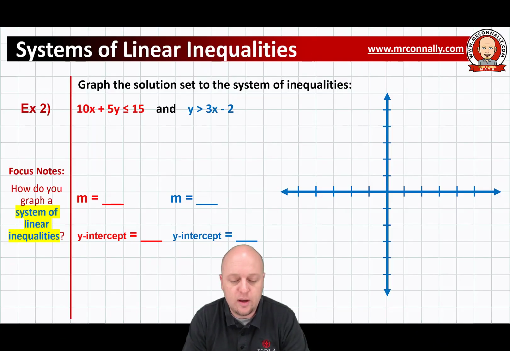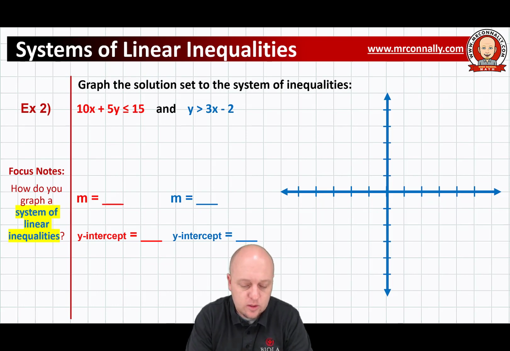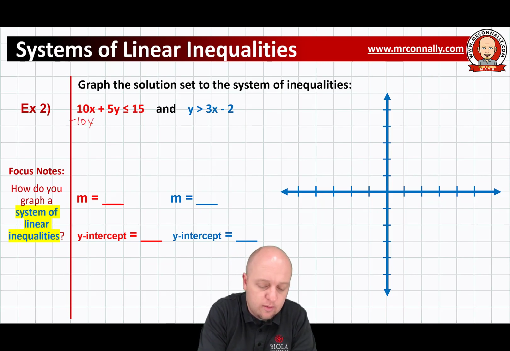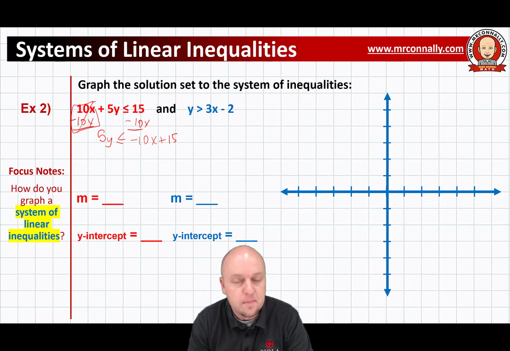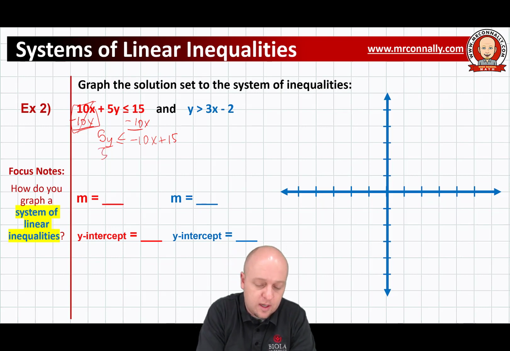All right, question 2, graph the solution set to the system of inequalities. We've got 10x plus 5y is less than or equal to 15, and y is greater than 3x minus 2. Our first step is to graph the lines. This one's in standard form, so let's convert it to slope-intercept form. I'll move the 10x over by subtracting it from both sides. I get 5y is less than or equal to -10x plus 15. And now we divide both sides by 5.